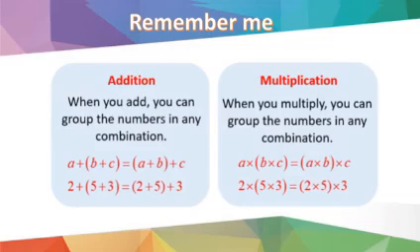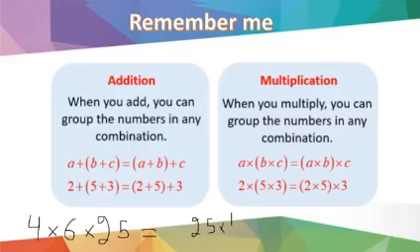So let's take another example. 4 by 6 by 25. Change the order of the numbers in order to multiply mentally or more easily. So first step, I can multiply 25 by 4. Why? Since if we multiply 25 by 4, we'll get 100. And then multiply 100 by 6. 100 by 6 equals 600, and the answer is 600.